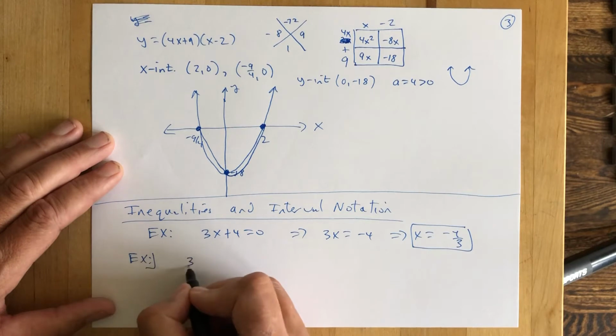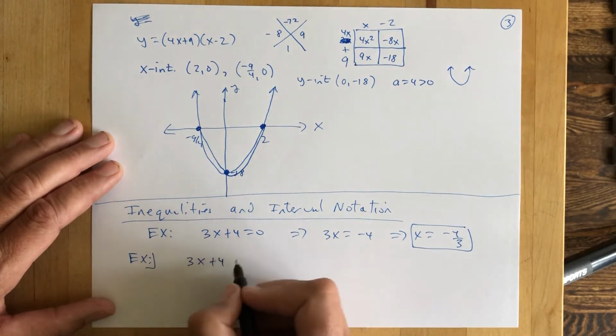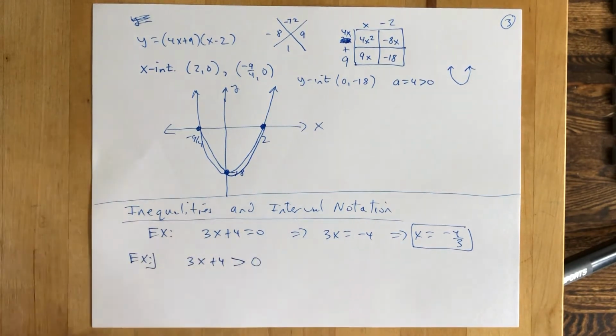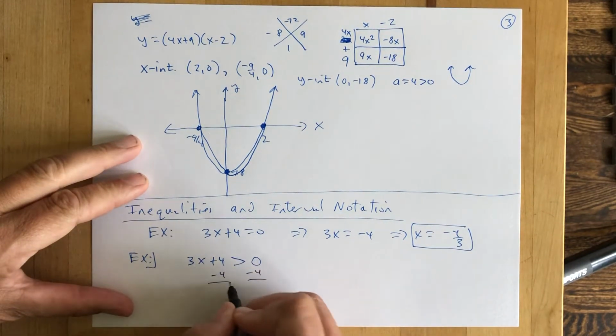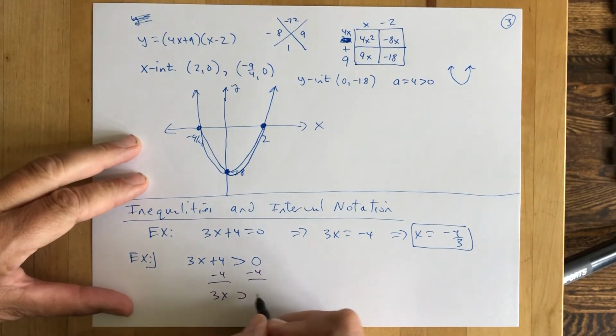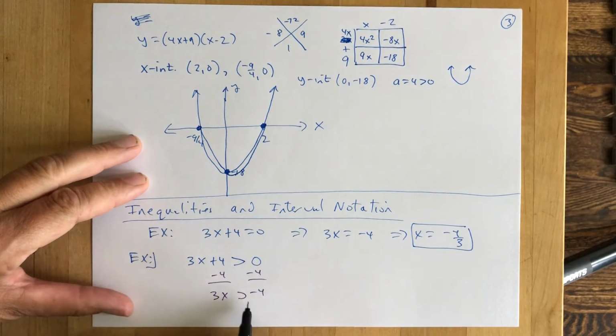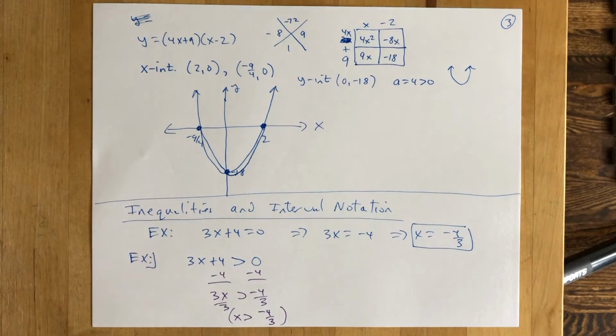So let's just look at this. Let's look at the inequality. 3x plus 4 is greater than 0, right? So just like a second ago, you subtract 4 from both sides. So that 3x is greater than minus 4. Divide by 3, which says x is greater than minus 4/3, right? And that's the solution, okay?